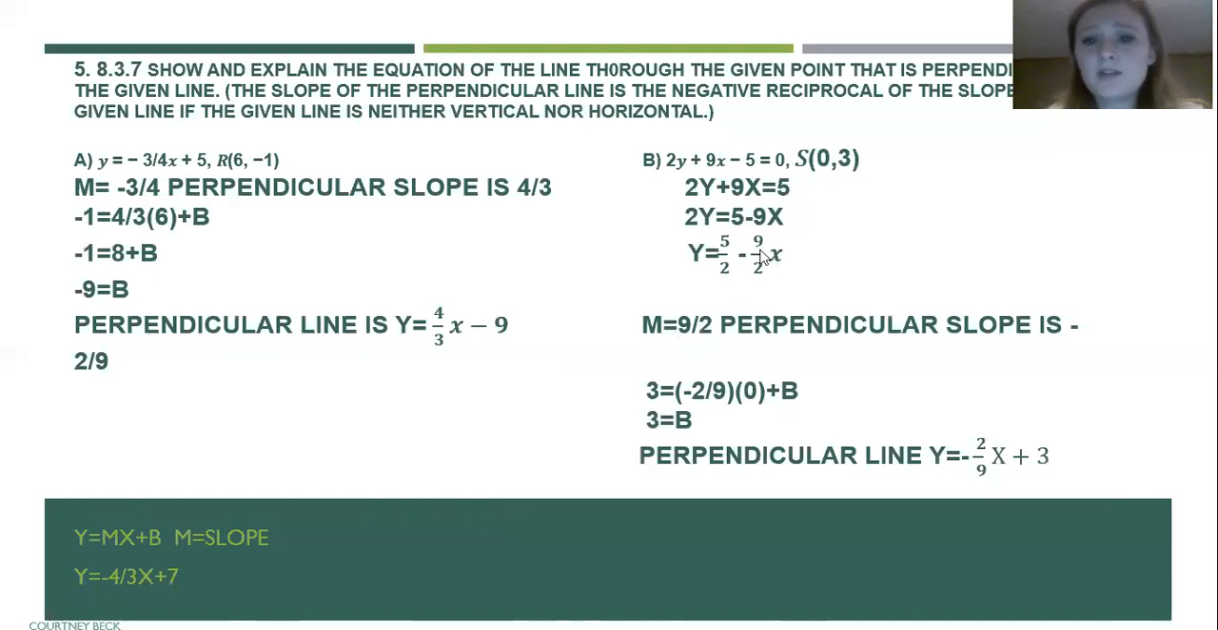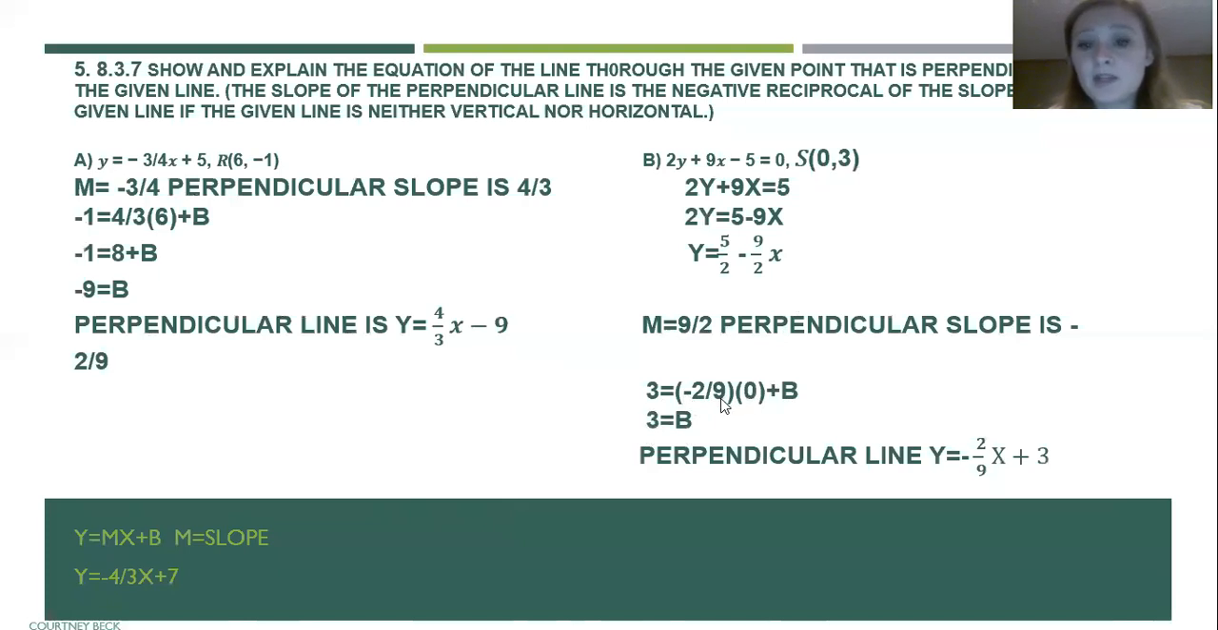And our slope is right here, the m. So we have m equals -9 over 2. Our perpendicular slope is 2 over 9, because we flipped that. And then we have our 3, you see, is our y, and our x is 0, plus b. And then again, we're going to figure out what b is.